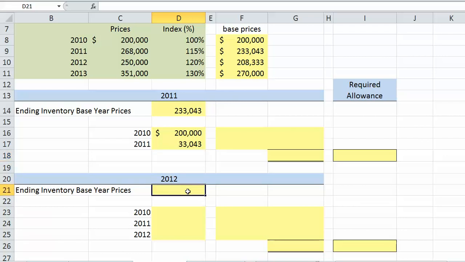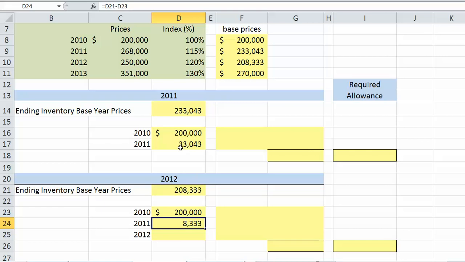In 2012, in base year prices, we have 208,000 in inventory available. We have a layer from 2010 of $200,000. What do we do? Once again, we take the smaller or the minimum of these two values. Of course, that leaves us then for 2011. How much inventory is left? We've got 208,000 minus 200,000.